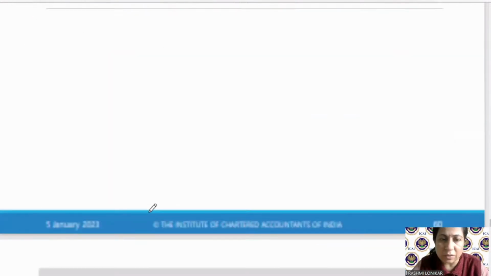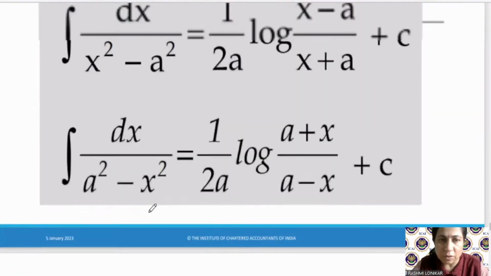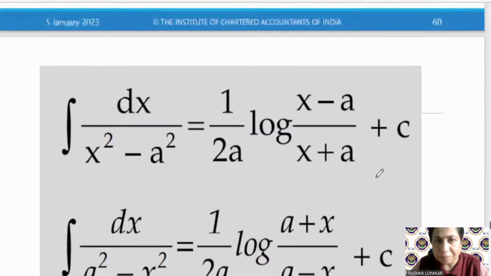Okay, so we have done all these sums. These are other formulas that are present in the book. You can just go through those formulas so that you must know them. You may get a direct question on the formula itself, or even when you get a question, it becomes very easy once you know the formula. So the integral of dx upon x square minus a square is equal to 1 upon twice a log of x minus a upon x plus a, plus c.